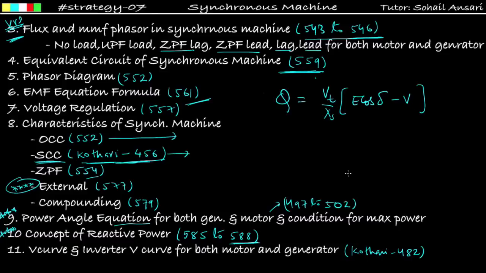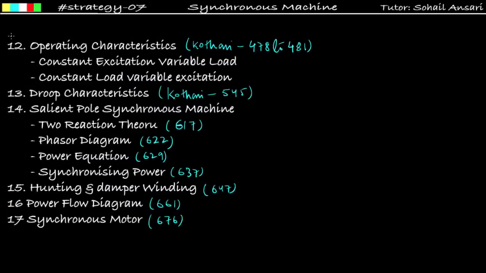The 11th point is V curve and inverted V curve. You can easily understand the V curve and inverted V curve for both motor and generator, and the concept is given in D.P. Kothari page number 482. Please remember this. The concept is in Bimbhra also, but not up to that level. That's why I am telling you to refer D.P. Kothari page number 482. You will understand the concept of V curve and inverted V curve.